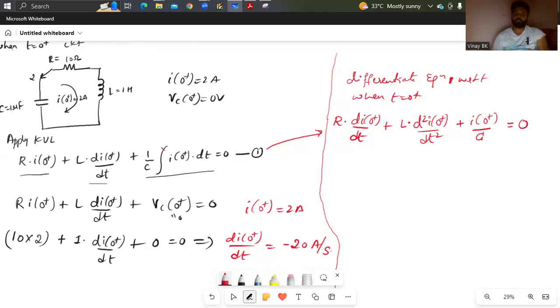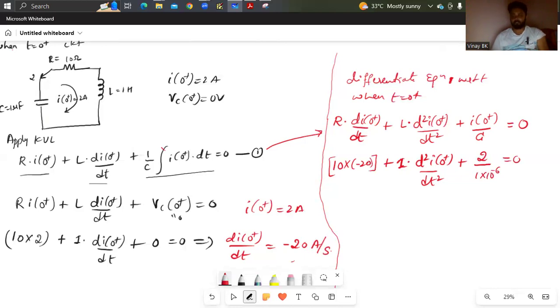Now we substitute the values. The value of R is 10. 10 into di of 0 plus divided by dt, which is minus 20, so 10 into minus 20, plus the value of L is 1, so 1 into d square I of 0 plus divided by dt square, plus I of 0 plus, which is 2, divided by the value of C, which is 1 microfarad, that is 1 into 10 to the power minus 6, equals 0.